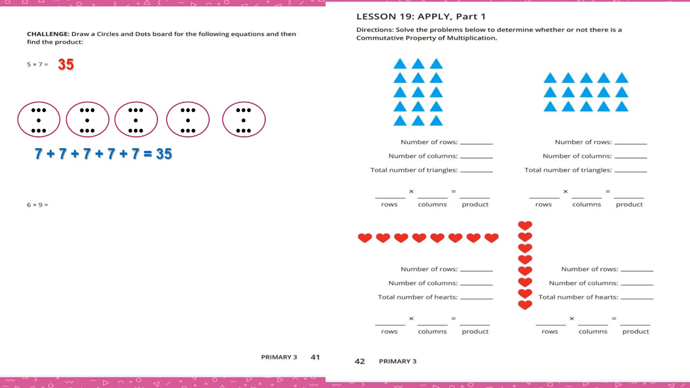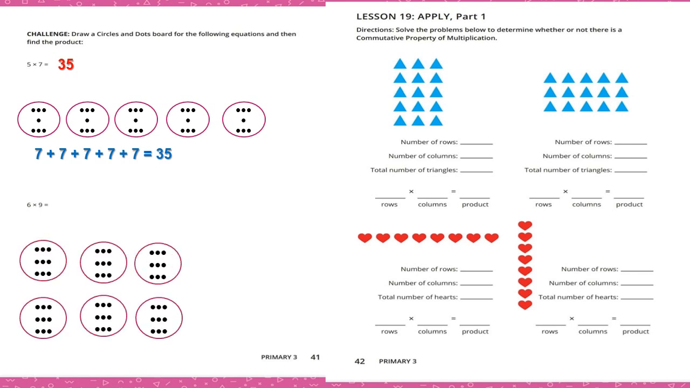Number 2, 6 times 9. Then we have 6 circles and each circle has 9 dots. So we will find that 9 repeated 6 times. So we add 9 6 times. 9 plus 9 plus 9 plus 9 plus 9 plus 9, and when we add them we will find the total 54. Then the product of 6 times 9 is 54.